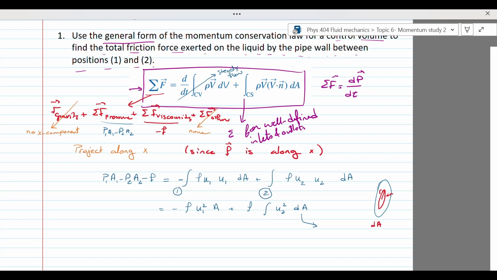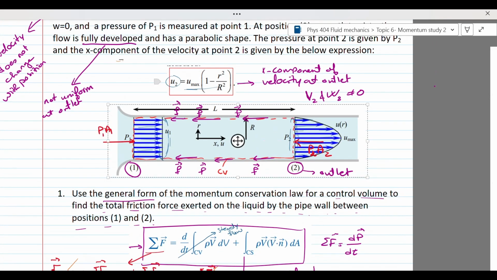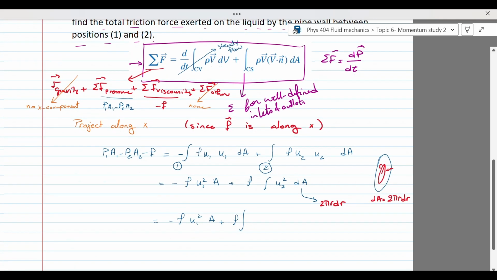So dA can actually be written as 2 pi r dr, which is the circumference of the ring times its own thickness. And now my equation will look like minus rho U1 squared A plus rho integral. What is U2? I have the expression of U2 over here. It is U maximum times 1 minus small r squared over capital R squared. And I will substitute dA, which is 2 pi r dr.